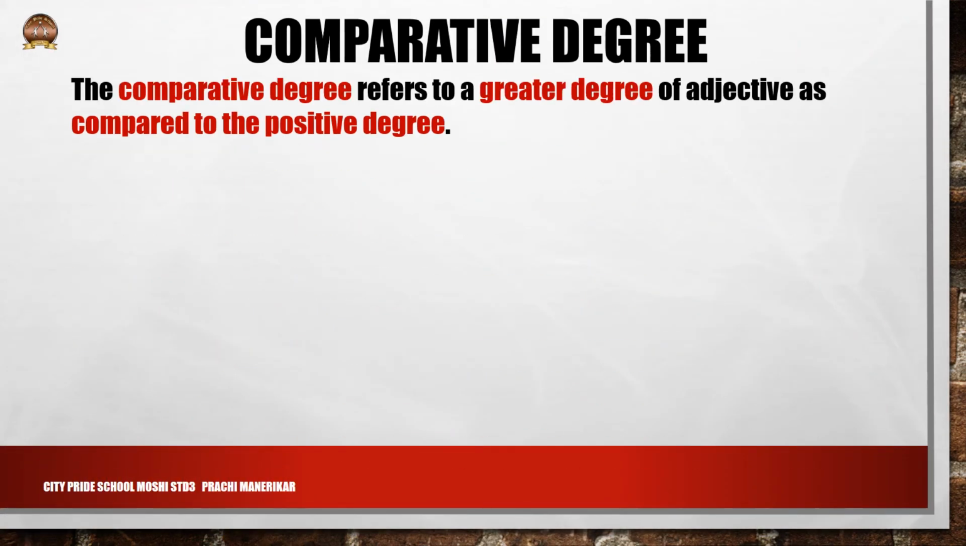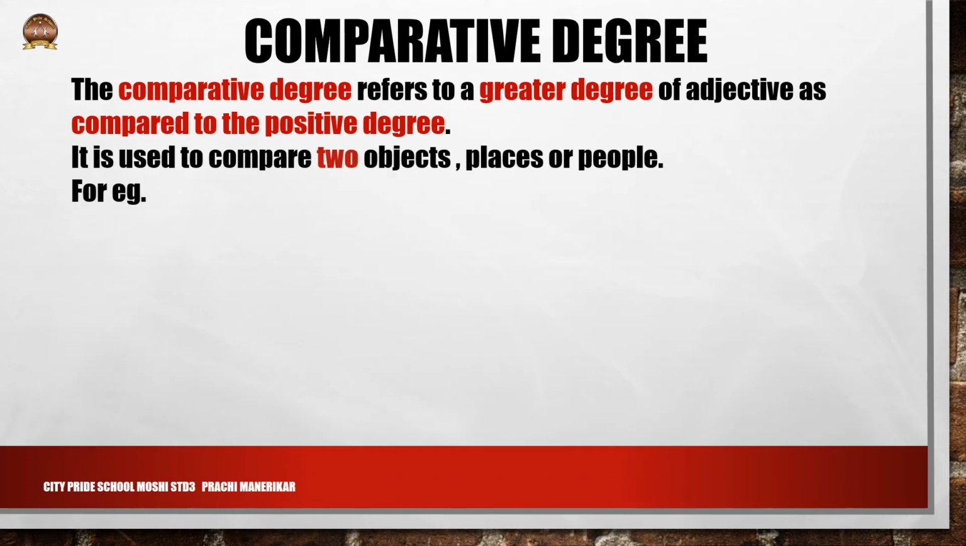Comparative degree. The comparative degree refers to a greater degree of adjective as compared to the positive degree. Now, how is it greater? Let's see. It is used to compare two objects, places, or people. In positive degree, we were talking about only one noun, but here in comparative degree, we compare one noun with another one. We compare two objects, and that is called comparative degree.